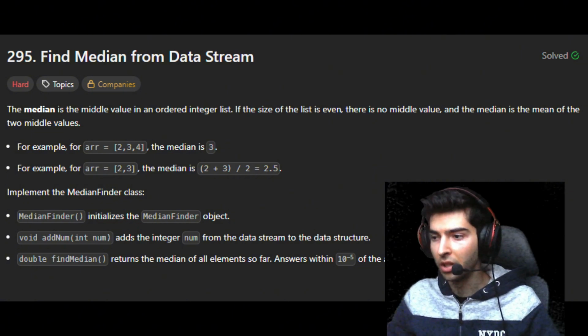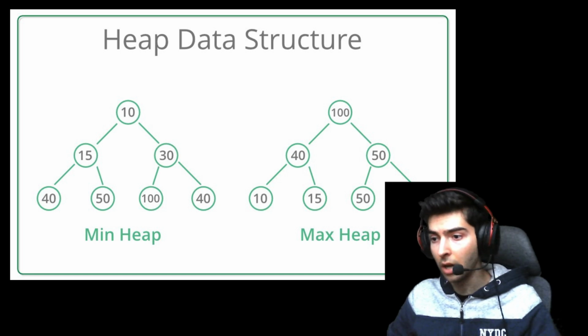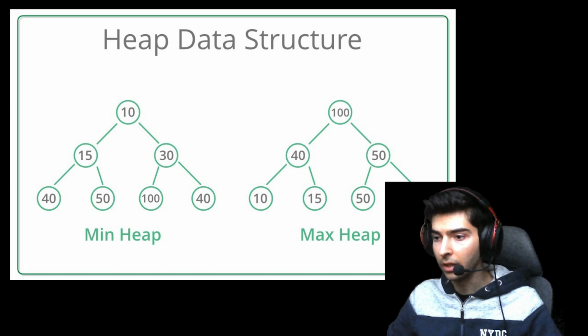But first off, what is a heap? A heap is just a complete binary tree. Complete meaning that every level is full except for the last one, which can or cannot be full. Both are valid, with one extra condition. So if it's a min heap, every node's value is smaller than or equal to its children's. And if it's a max heap, then every node's value is greater than or equal to its children's.